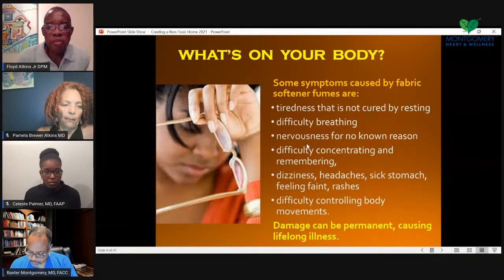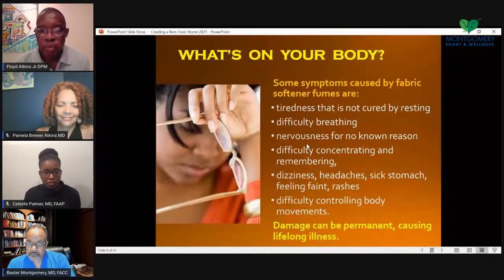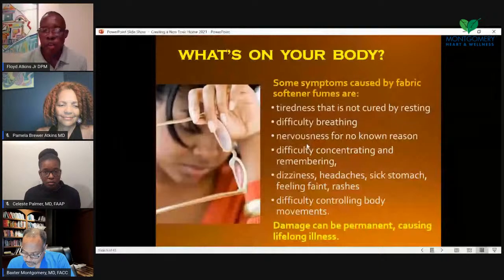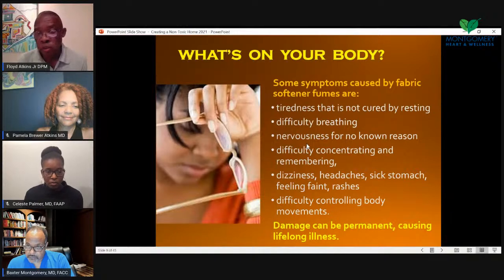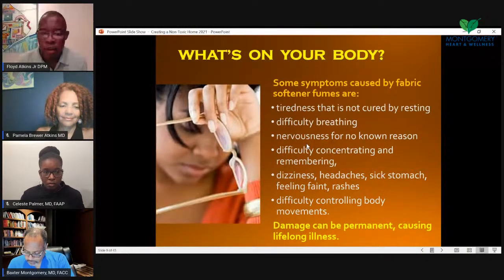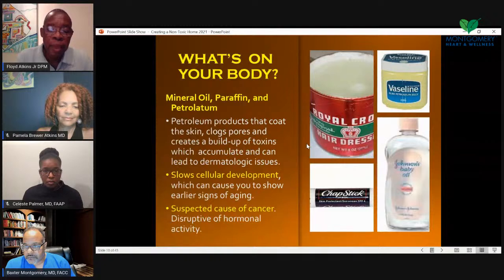And to point this out to the audience, so they understand: sometimes we have symptoms that we go to see our doctors for, and the symptoms are all originating in our household. We think we can get diagnosed with a disease, or people have symptoms and they can't come up with a diagnosis. But we have to look at things in our environment that are causing those symptoms. Symptoms caused by fabric softener fumes are tiredness that's not cured by resting, difficulty breathing, nervousness for no known reason, difficulty concentrating or remembering, dizziness, headaches, sick stomach, faint feeling, rashes, and difficulty controlling your body movements. And sometimes these dangers can be permanent. So we have to really make a decision about what our environment contains.